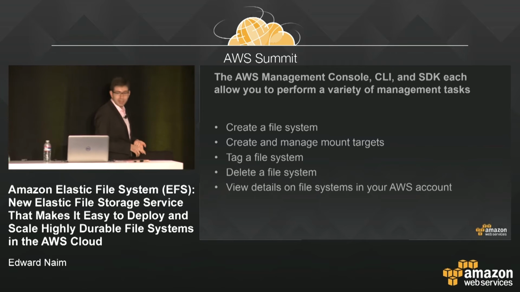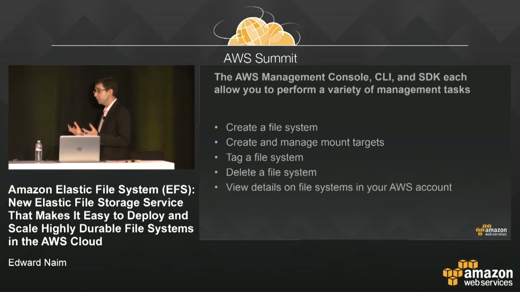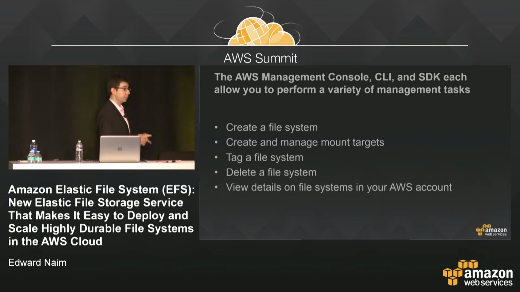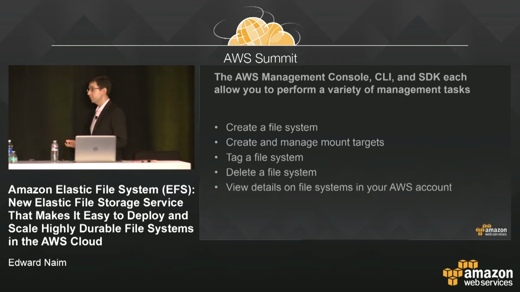The console, the CLI, and the SDK each allow you to perform a variety of management tasks. I mentioned the API was really there to allow you to administer your file system. So what does that mean? What are the types of things you can do? You can create a file system. You can create and manage these mount targets that I was talking about. You can tag a file system, so you add tags to it to describe what the file system is for and any other details you want to provide about it. You can delete a file system. And you can view details on the file systems in your AWS account. You'll notice this isn't actually a very long list, and that's because there's not much administration that's required of EFS file systems.